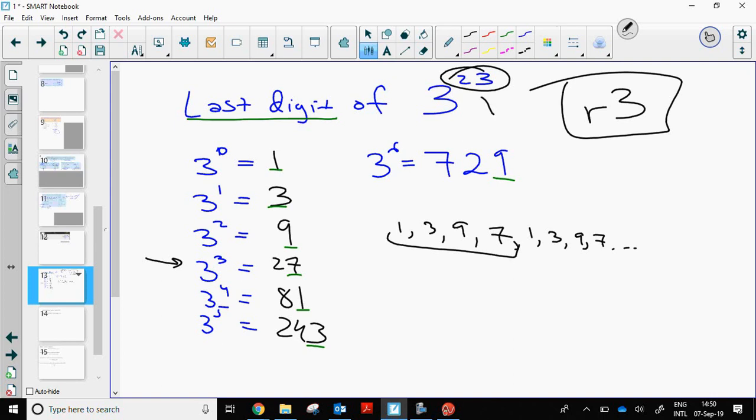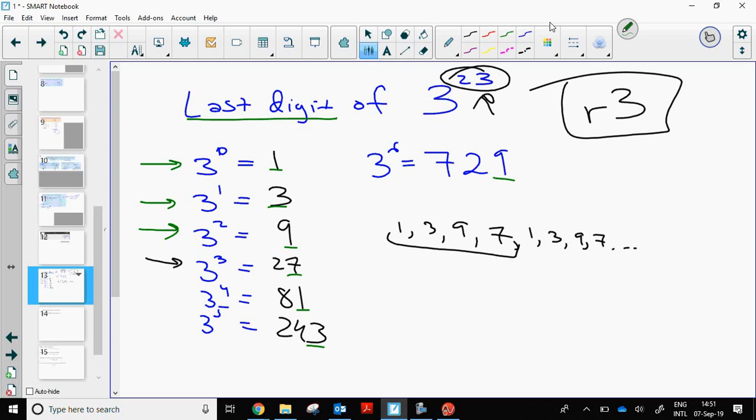Any exponent that we could have had up here, if it had a remainder of 0, which would mean that it was exactly divisible by 4, then it would have a last digit of 1. If it had a remainder of 1, it would have the same last digit as 3 to the 1. Remainder 2, same last digit as 3 to the 2, and remainder 3, same last digit as 3 to the 3. If it had a remainder of 4, well, it wouldn't have a remainder of 4, because if we're dividing by 4, we can't have a remainder of 4, can we?